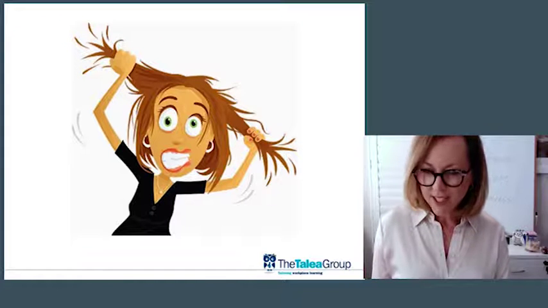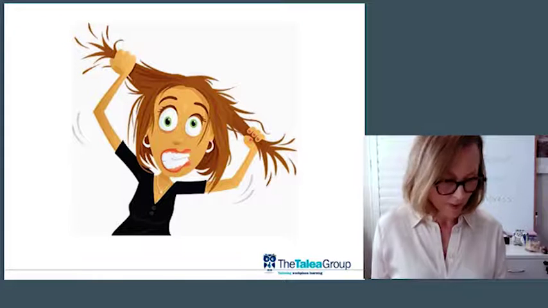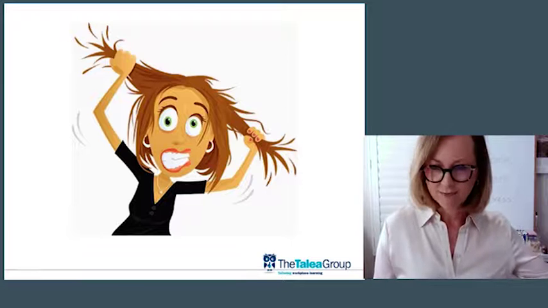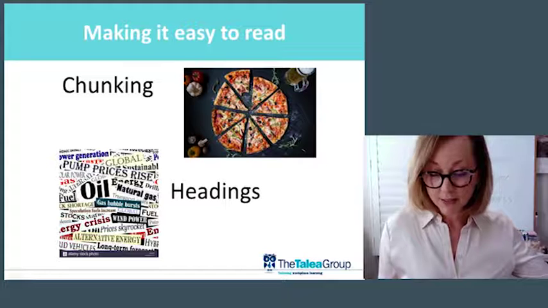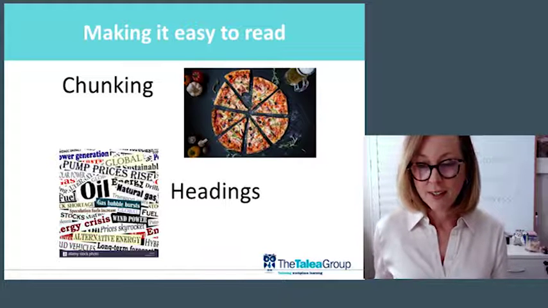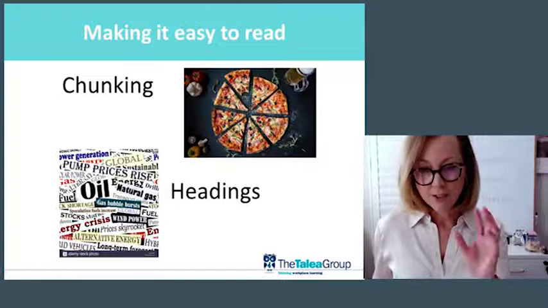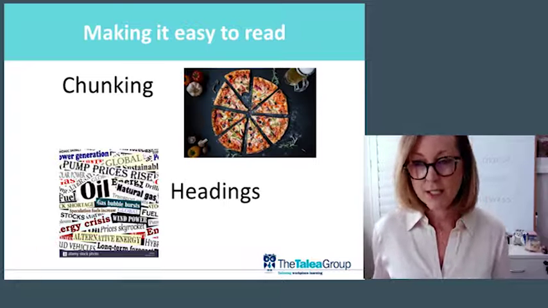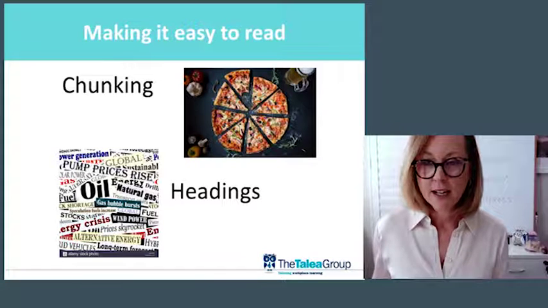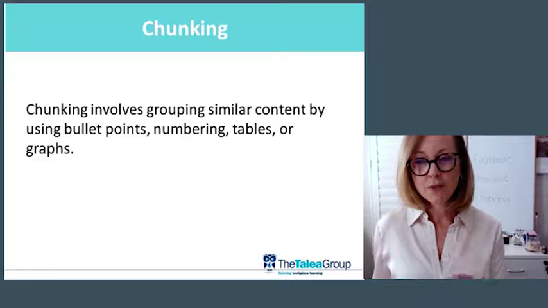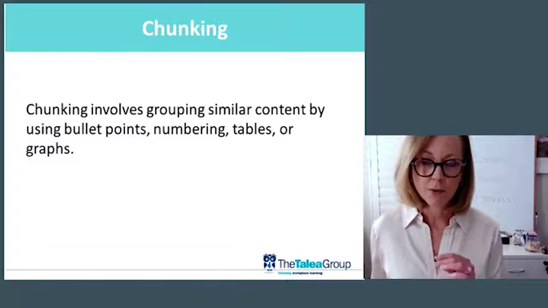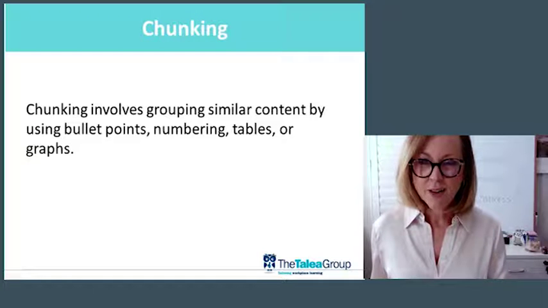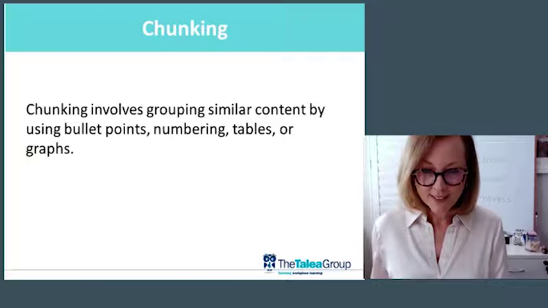So on page 14 of the handout, you'll see I've got some information there about chunking. The first concept of chunking is one thing that I believe makes a really big difference to how we structure our writing to make it visibly easy to read. So we're going to look at chunking and headings. Chunking involves grouping similar content by using bullet points, numbering, tables, or graphs. So it's about breaking up your text.